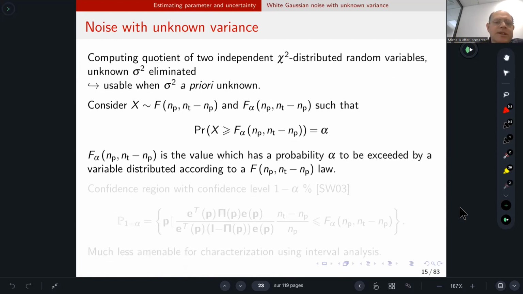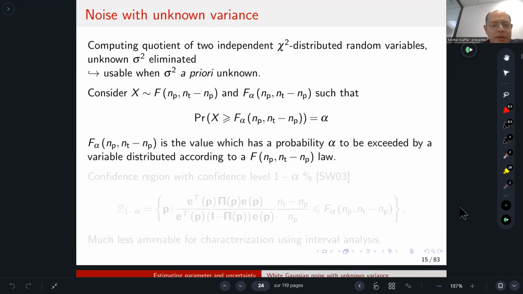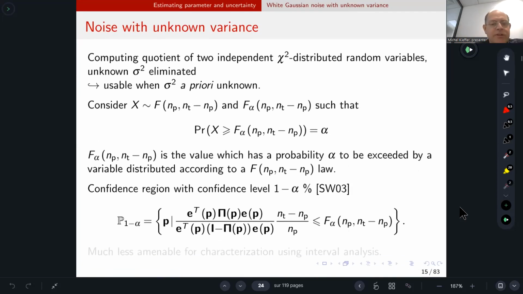What we introduce is f of alpha. This is a value which has a probability alpha to be exceeded by a variable distributed according to a Fisher's law. And you can define a confidence region as you have defined the confidence region previously. It's a little bit more complicated.